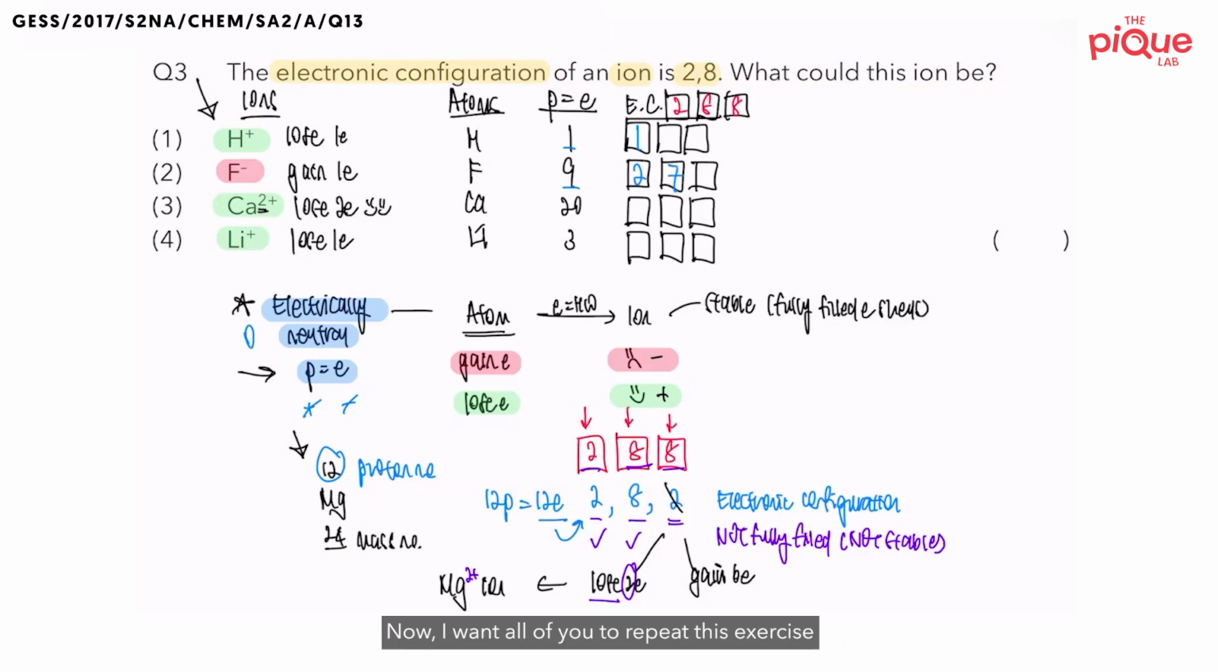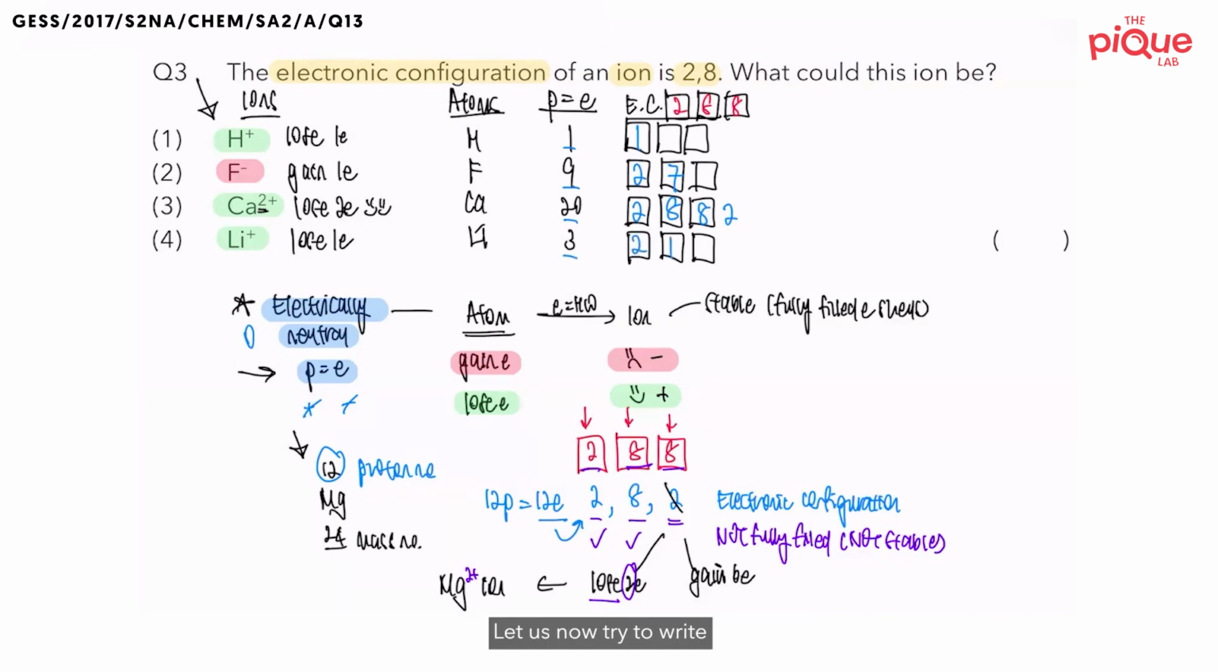Now, I want all of you to repeat this exercise for calcium as well as for lithium before we go through our answer together. So calcium has 20 electrons. After I put in 2 electrons in the first shell, 8 electrons in the second shell, and another 8 electrons in the third shell, I'm still left with 2 electrons, and I'll just put it at the back. What about for lithium? Lithium has 3 electrons, so the electronic configuration will be 2, 1.